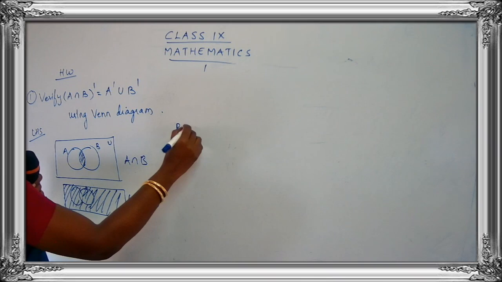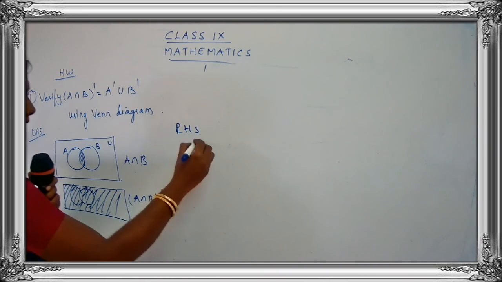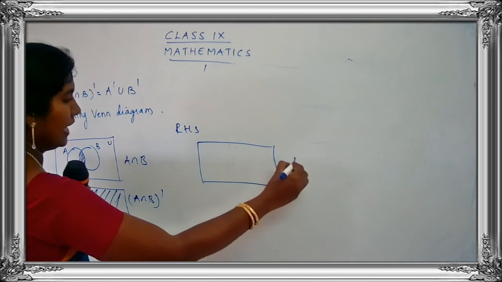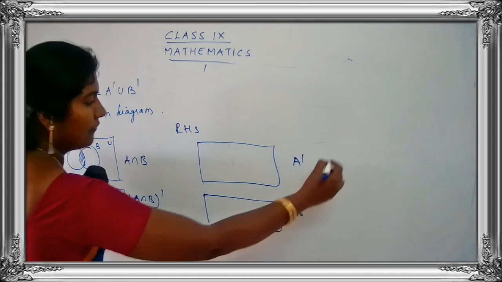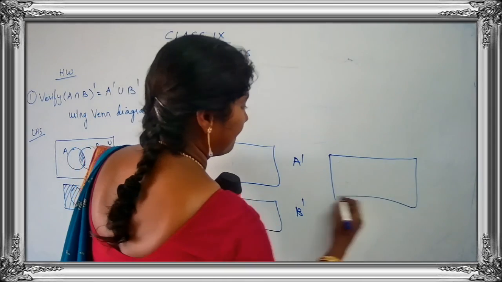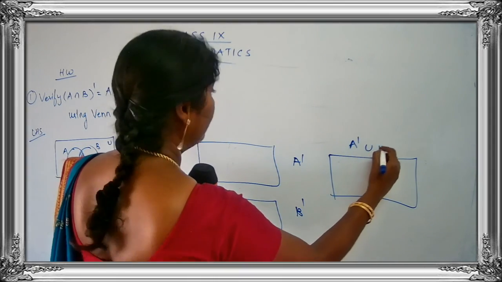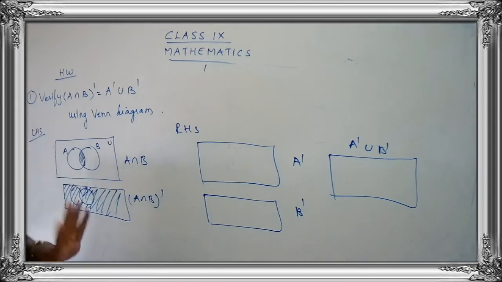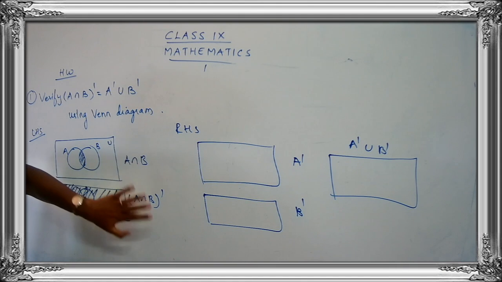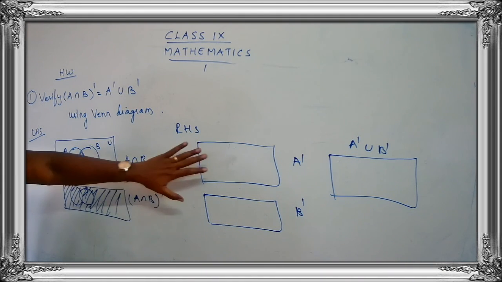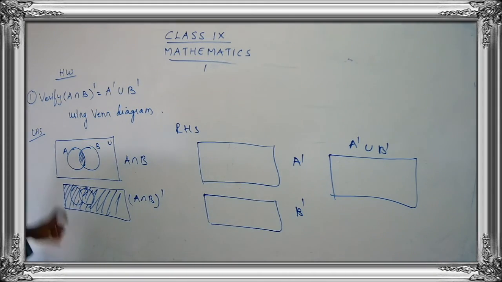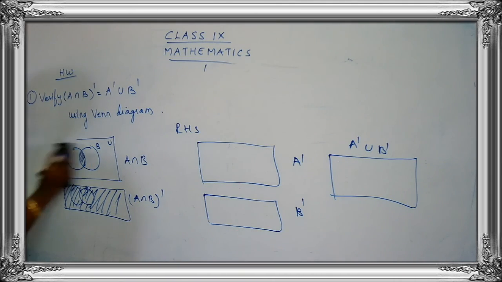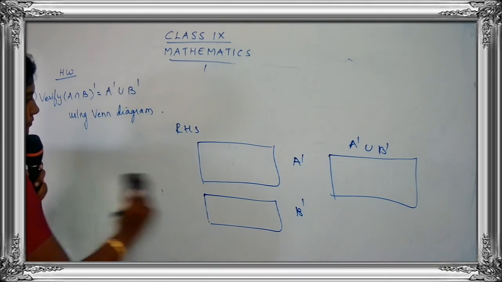for RHS, you have to take three Venn diagrams. One is for A dash, then you have to take B dash, and then A dash union B dash. So totally you have to draw 5 diagrams: A intersection B, A intersection B the whole dash, A dash, B dash, A dash union B dash. So this will be your question number 1. Okay children? Write down some more questions.